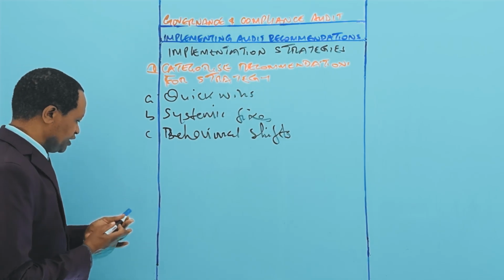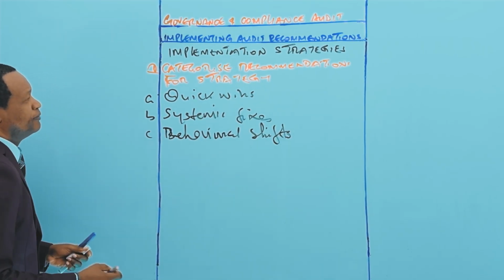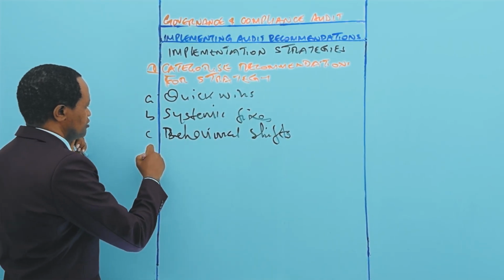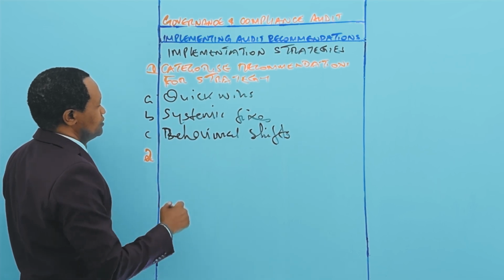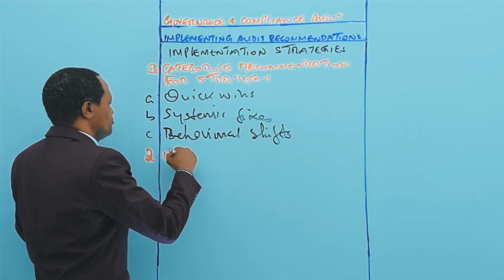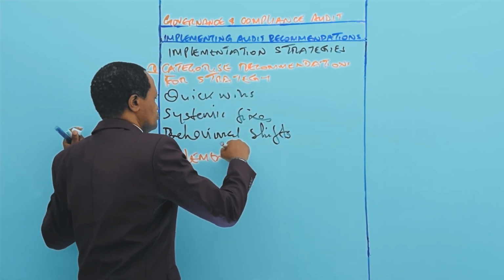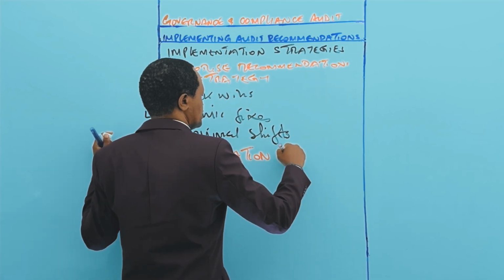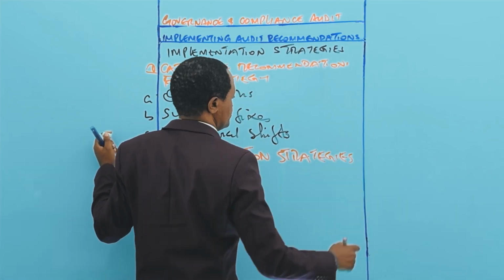Then the question now is, what are the implementation strategies? After categorizing them, then we can study implementation. Okay?